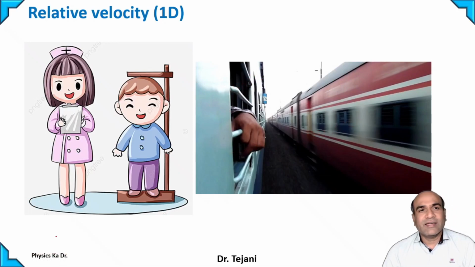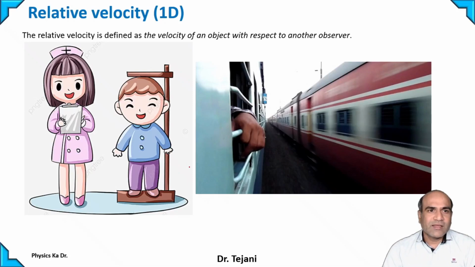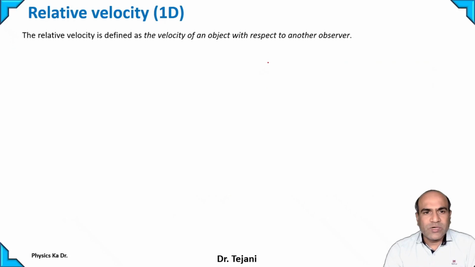Let us understand with some deeper concept in physical terms. So relative velocity is defined as the velocity of an object with respect to another object, or simply we can say with respect to another observer. That means it is a relative velocity. We are comparing velocity with respect to some other observer. Let us understand with some more detail.